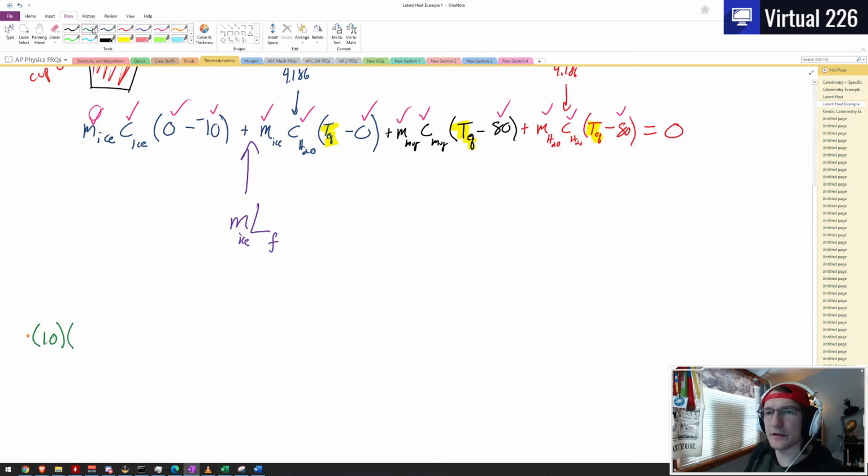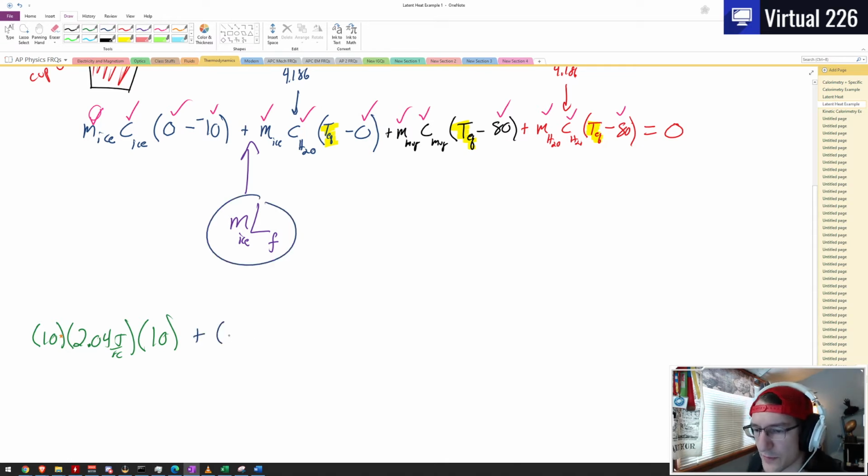So our specific heat of ice here is somewhere around 2.04 kilojoules per kilogram. I like to just say joules per gram, so joules per gram Celsius. And then multiplied by, well, 0 minus negative 10. We'll just call that positive 10. Boom, there it is. And then the next part, plus the mass of the ice, which is now trying to melt. So it's 10 grams, and then multiplied by 333 joules per gram.